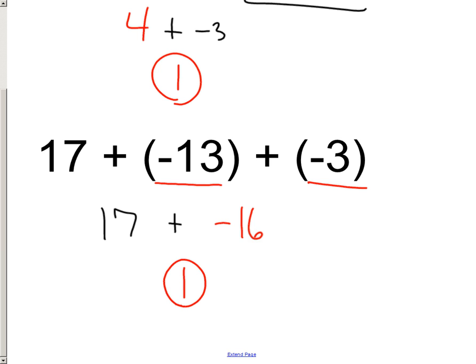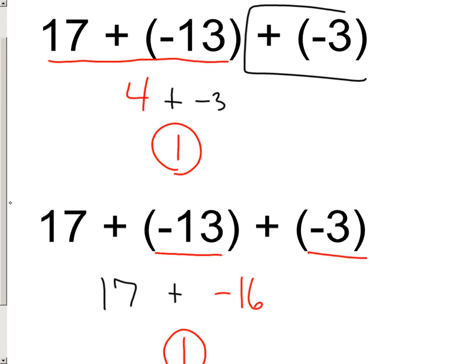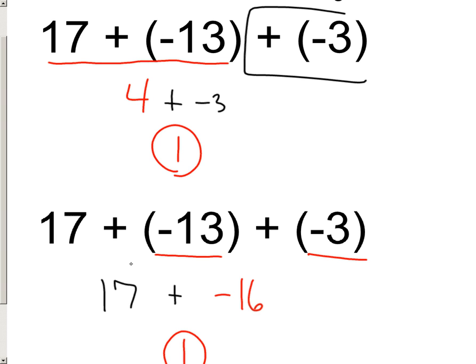So it doesn't matter which way you start with it. When you're adding three numbers, just find two that you want to add together and add it to the third. That's how you deal with it.